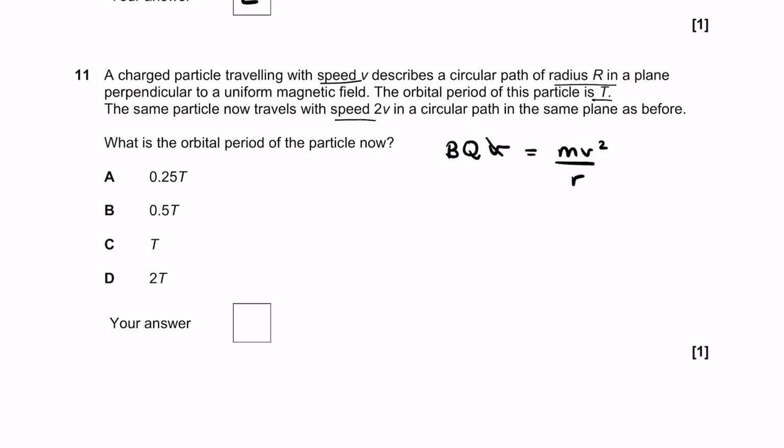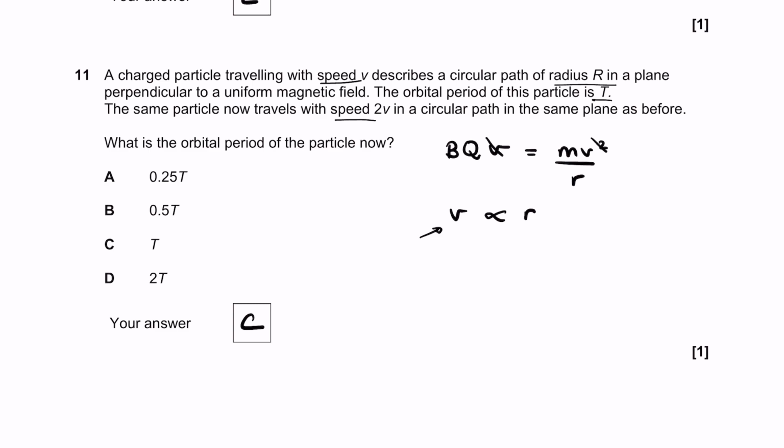So one of the v's cancels out, and we know that B, Q, and m are constants. So v is directly proportional to r, and there's no mention of T in this equation. We would have to rearrange this to get it in the form of T, which we don't need, because we need a relationship between v and T. So that means that T does not get affected by v, and therefore C is the answer.